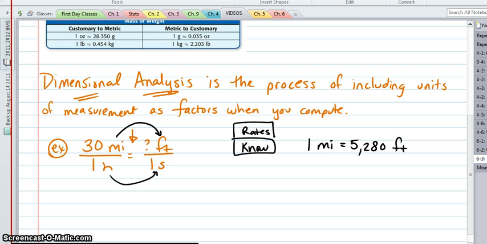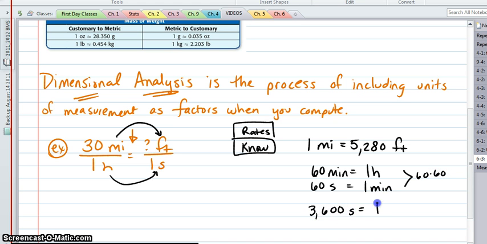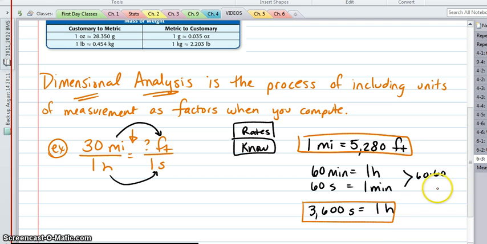Then we need to know how to get from hours into seconds. Well, you might need to use a couple of conversions here. We know that there are 60 minutes in an hour, and we know that there are 60 seconds in 1 minute. So if I wanted to know how many seconds were in an hour, I would need to do 60 times 60 to get 3,600 seconds in 1 hour. So those are the basic rates that we know. And again, if you weren't sure about this 3,600, you could easily compute that, 60 times 60.